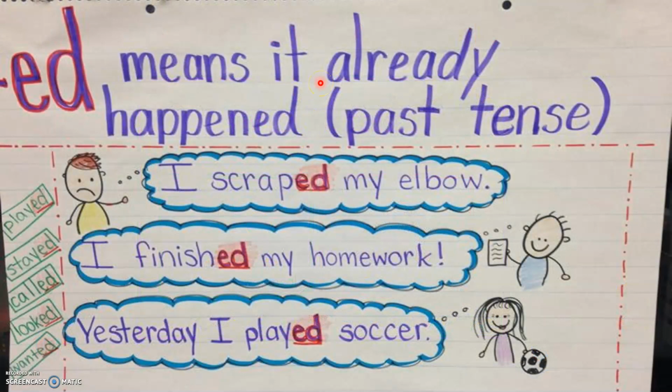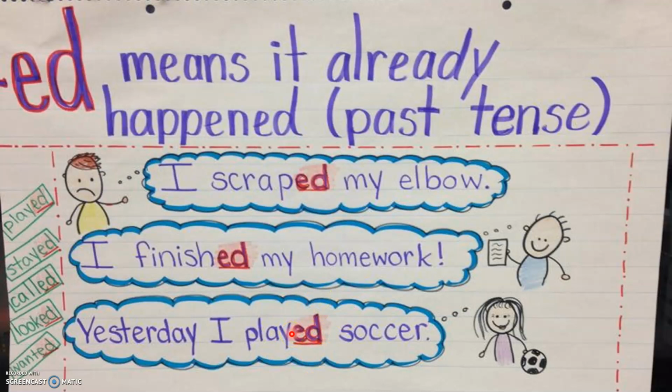the actions or the action, it already happened in the past. Like, for example, I scrubbed my elbow. Look, this is a regular verb because it accepted the ed, right? To change the verb into the past tense. I finished my homework in the past. Yesterday I played soccer with the ed.